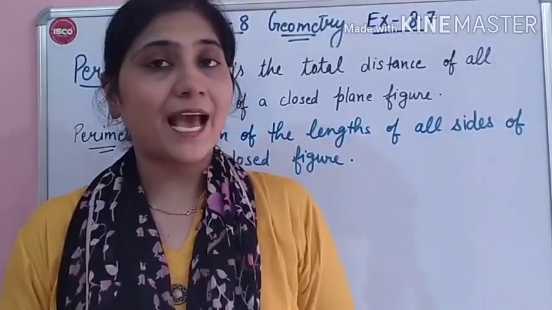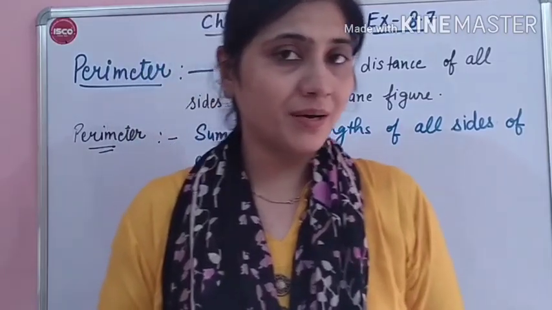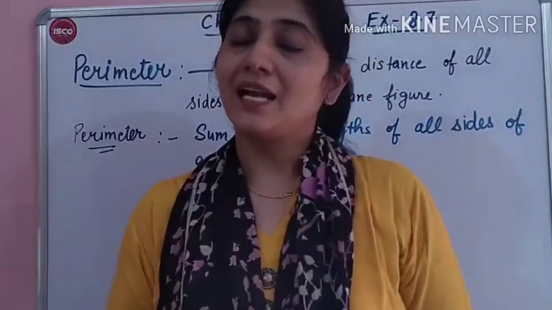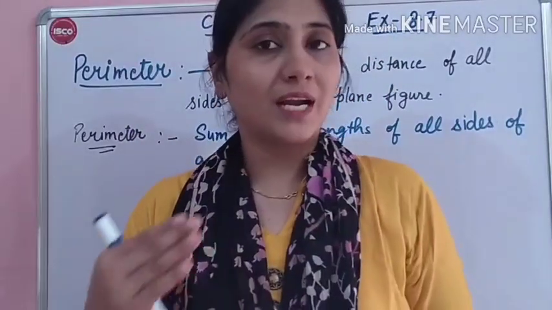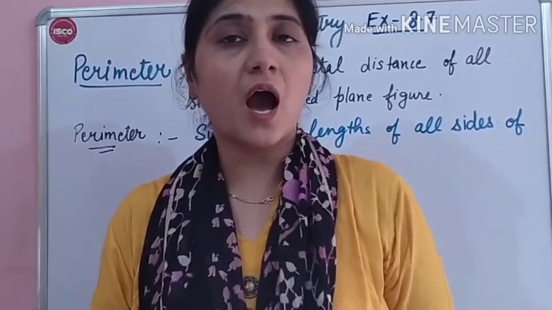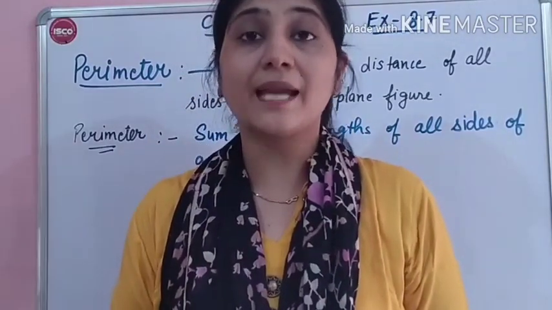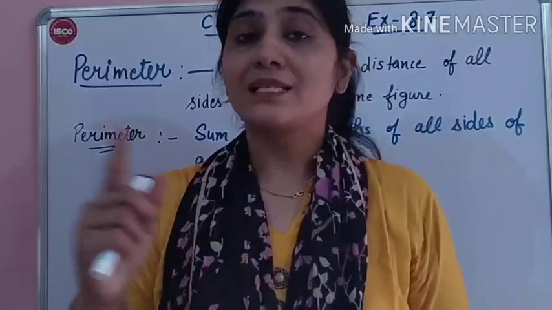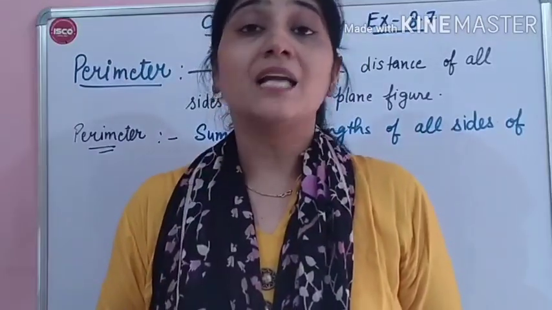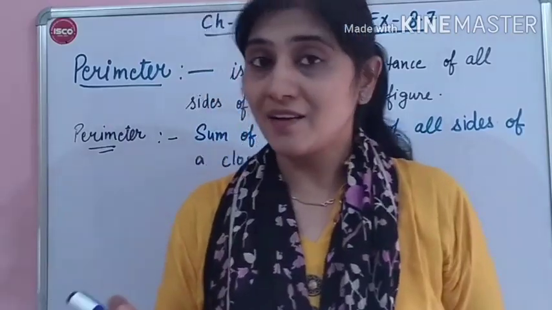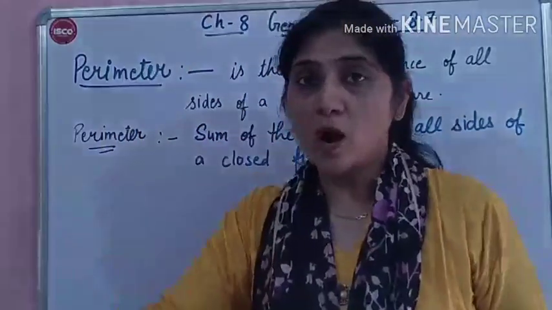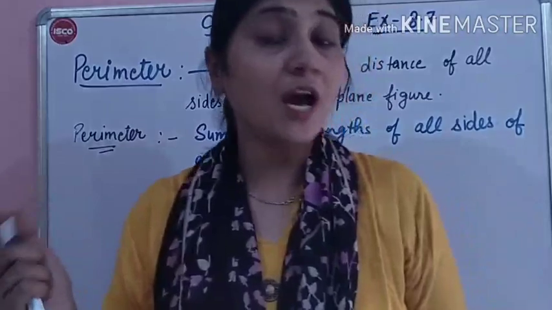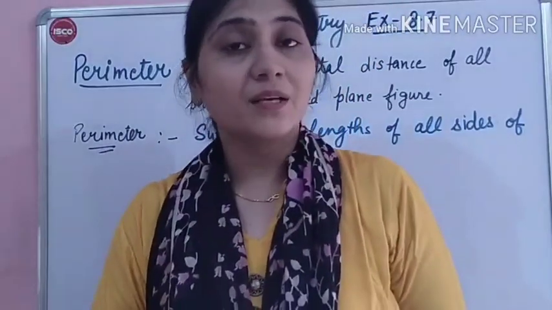Okay students, as you know we are doing chapter number 8 and in the last session we learnt about circle, how to draw a circle and its parts. Its parts means the radius of circle, the diameter of the circle and circumference of the circle. What is the circumference? Yes, boundary of the circle is called circumference of the circle.